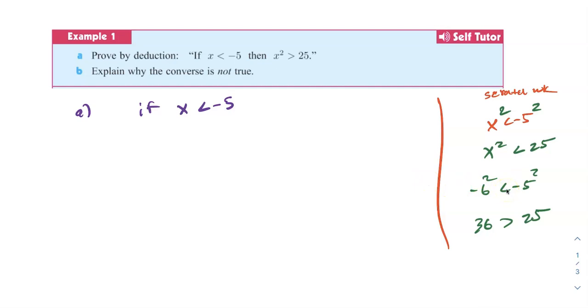Because if x is less than -5, then you're thinking about a number line. All the numbers to the left of -5, the numbers less than -5, are all bigger than 5 once you take the absolute value of them. When you take the absolute value of both of them, it switches. These are all bigger than 5. So then the absolute value of x is greater than 5.